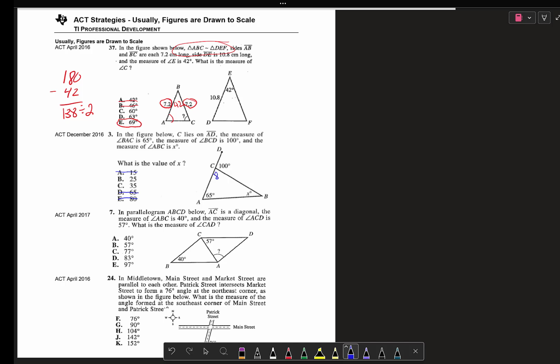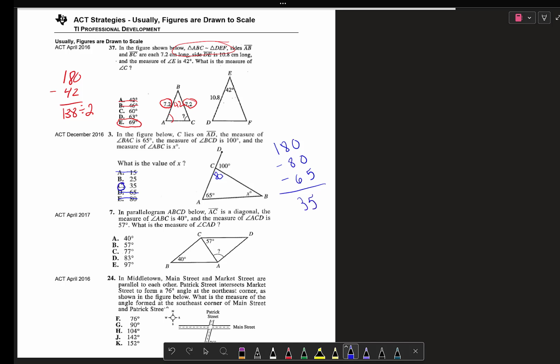So the angle right below 100 is going to be 80 because these two angles form a linear pair. And then x is the third angle of a triangle. So to find the third angle of a triangle, if we know the first two, we're just going to subtract the two known angles. So 180 minus 80 minus 65, that is 35.